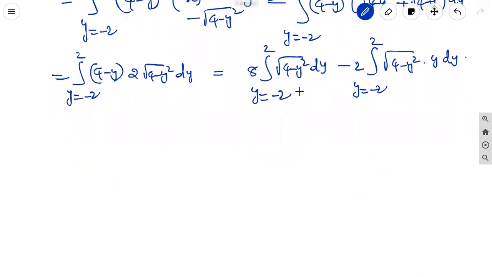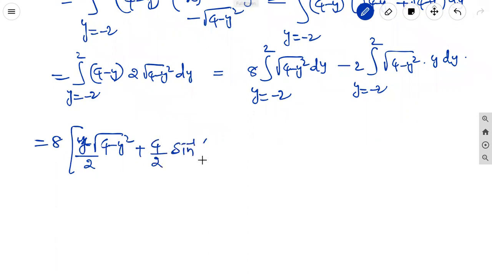This is the form of the sine formula, under root of a square minus x square. That is 8 into x into, in the place of x we can write y into under root of 4 minus y square, by 2, plus a square by 2 sine inverse x by a. A square means 4, so it is 4 by 2, that is nothing but y by 2, limits from minus 2 to 2.